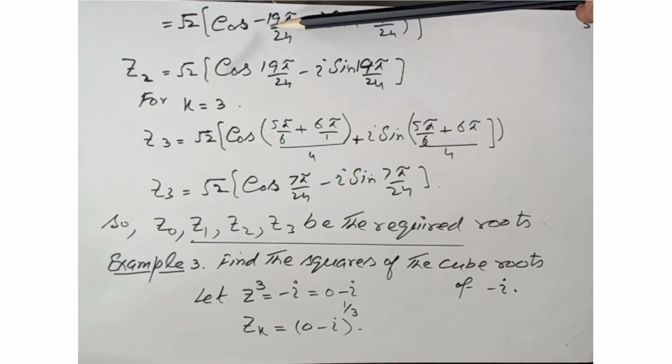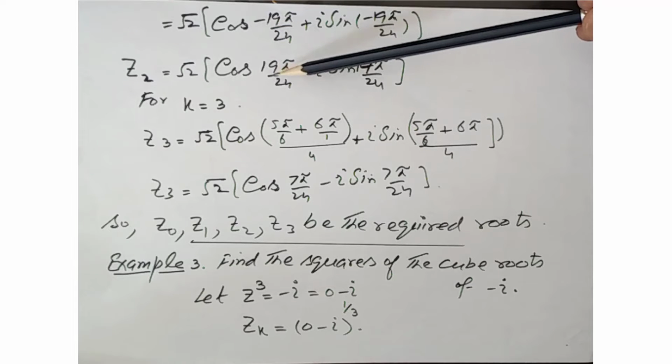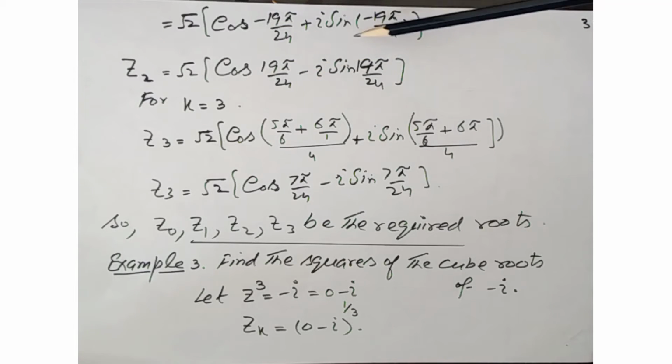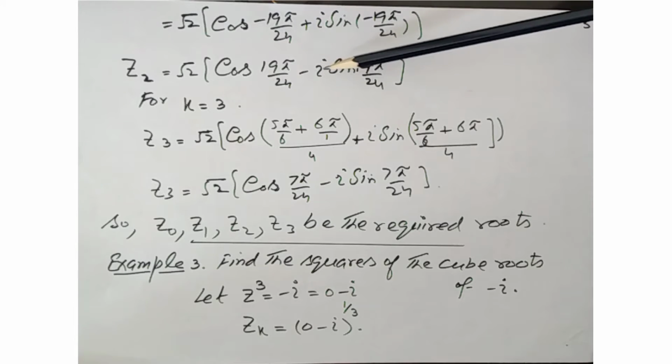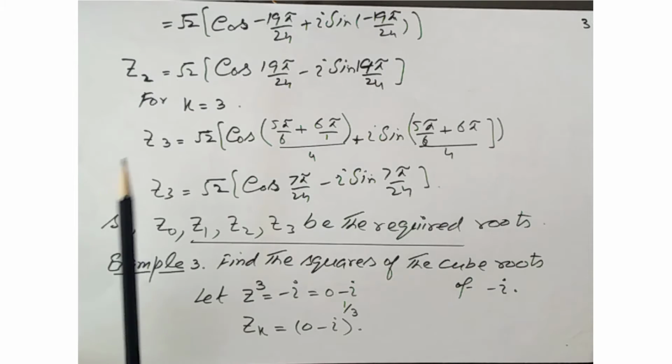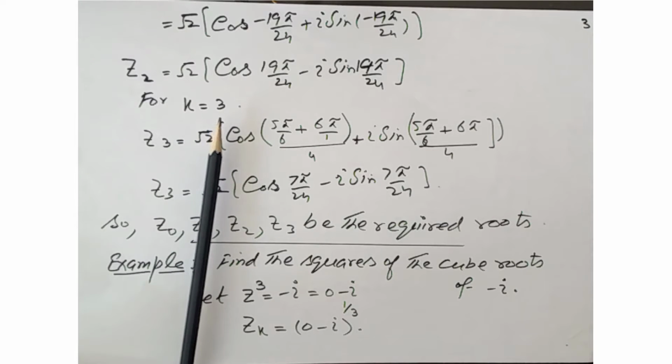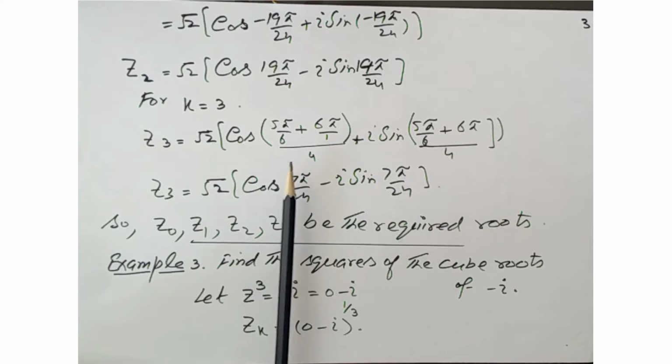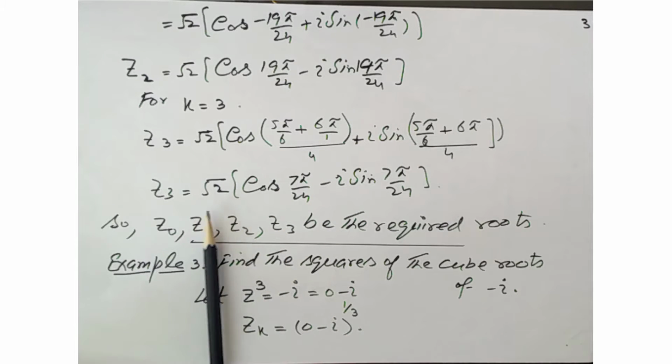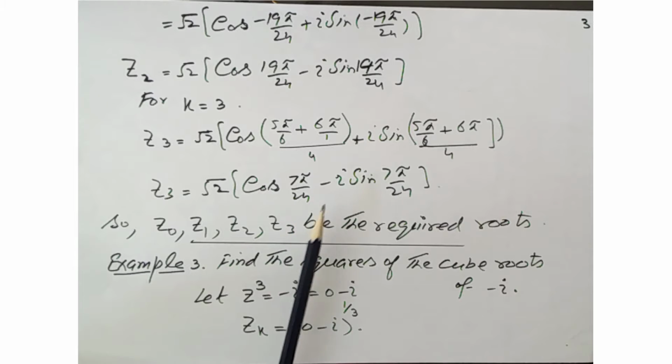Cos minus theta equal to cos theta. So this negative sign we eliminate: cos 19 pi by 24. And sin minus theta equal to minus sin theta. So this negative sign will come here: minus i sin 19 pi by 24. Similarly, for k equal to 3, we put k equal to 3 in the general value, we get this z, and after simplification, this becomes z3 equal to √2 cos 7 pi by 24 minus i sin 7 pi by 24. So z0, z1, z2, z3 are the required 4 roots of the given equation.